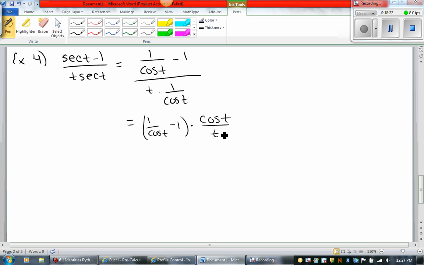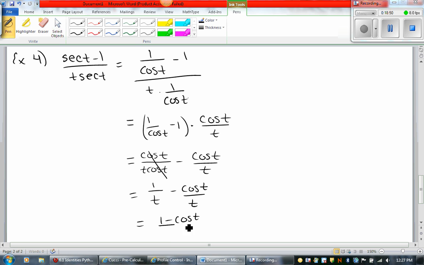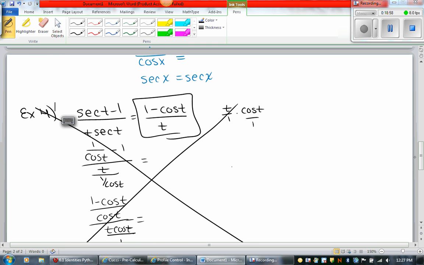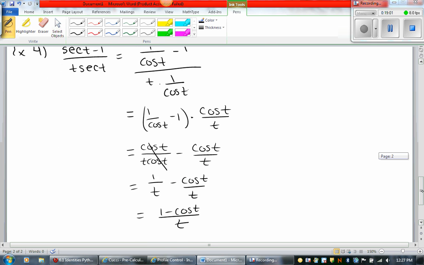So what we can do now is distribute this through to both terms here. So we get cosine t over t cosine t minus cosine t over t. These will simplify. And I get 1 over t minus cosine of t over t, or 1 minus cosine t over t. Which, that whole mess ago, is what I was trying to solve for. 1 minus cosine t over t. I apologize. That was awfully silly.